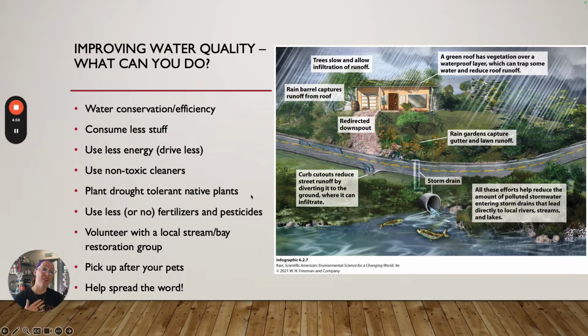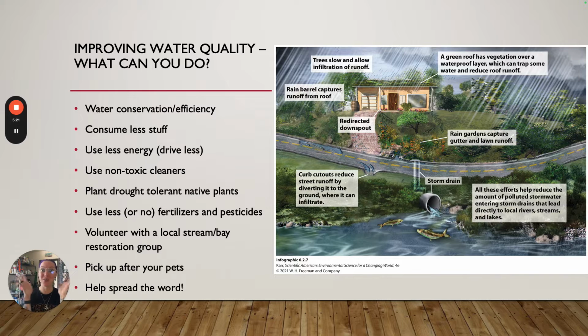Plant drought tolerant native plants for your area, which again changes from area to area, region to region. Try to use less or no fertilizers or pesticides. Again, of course, I know this is not feasible for everybody, especially if you have something like a farm, it just doesn't make sense. Things you can also do would be to volunteer with local stream or bay restoration groups.